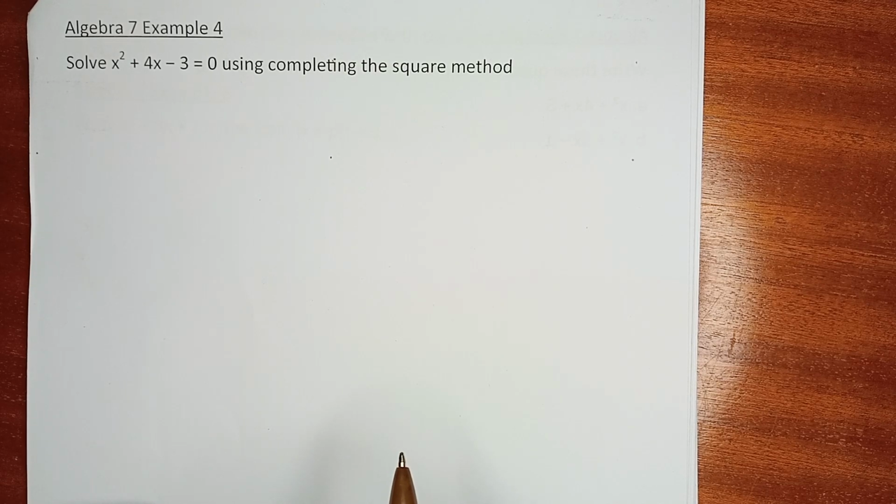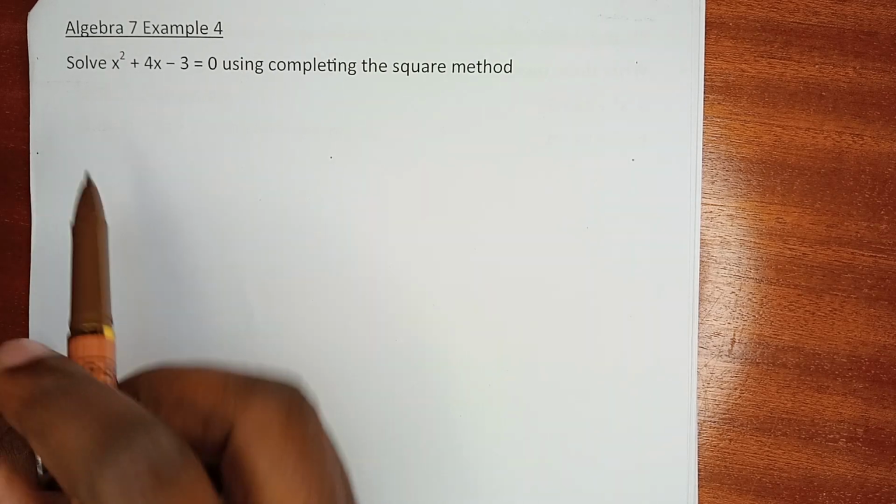Put into practice what you have just learned, solving quadratic equation by completing the square method. And we have very specific instructions. Solve x squared plus 4x minus 3 is equal to 0 using completing the square method.